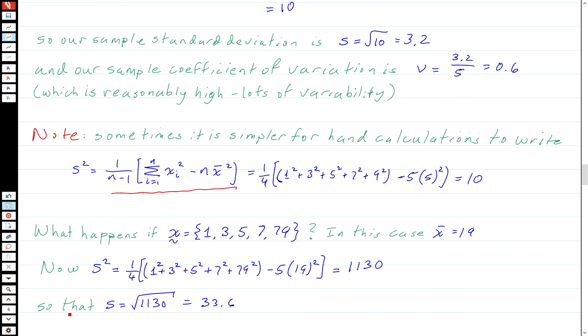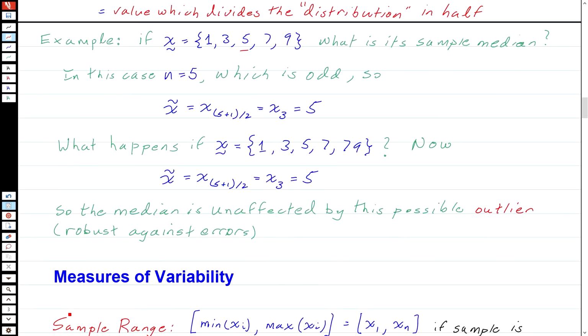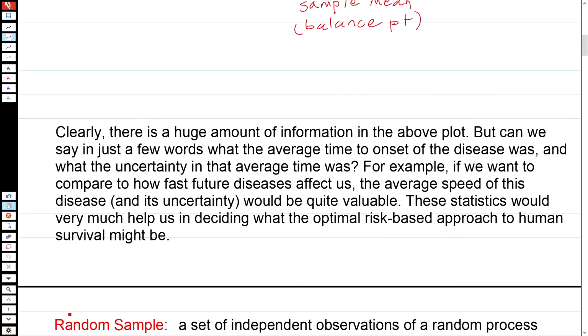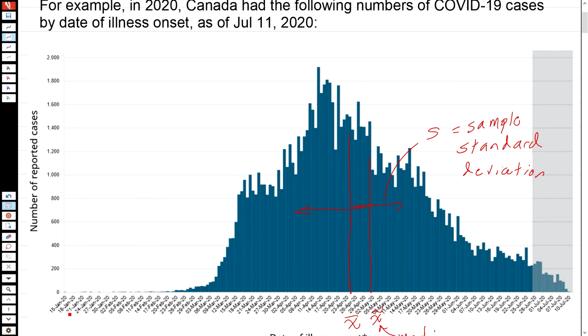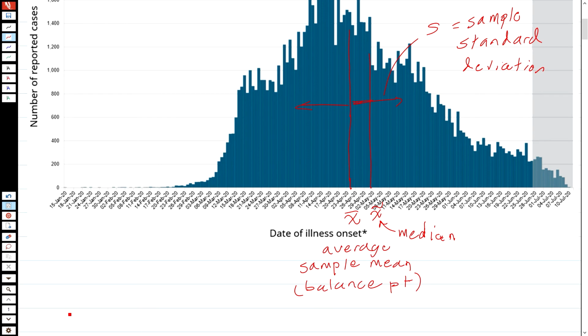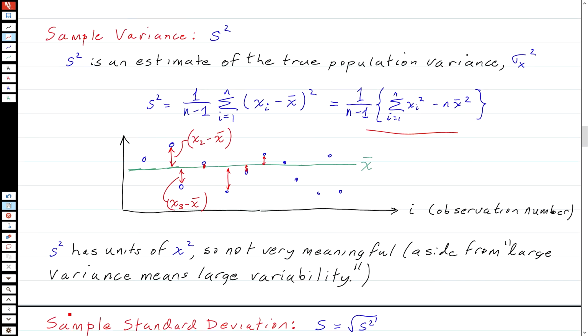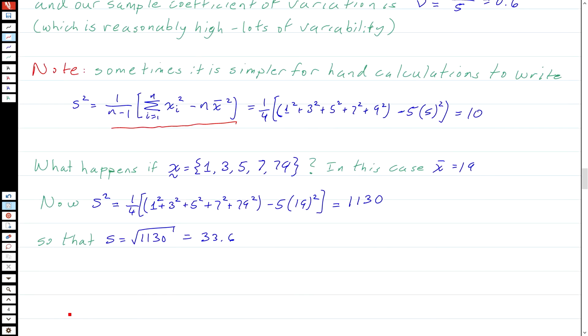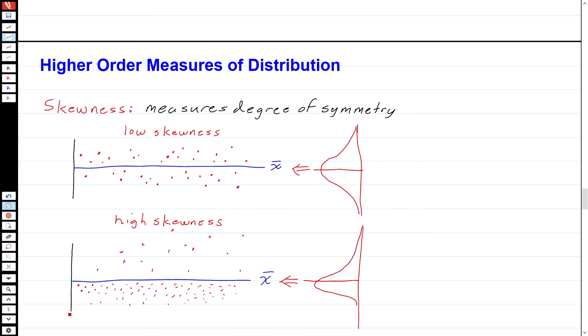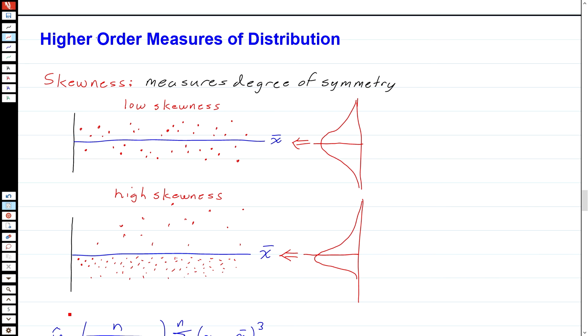If I go back up and look at that COVID-19 plot, we can see it's not exactly symmetric. It looks like it's got a longer tail out in the right-hand end as the number of cases diminish for this particular case for Canada. So that's a situation where the skewness would not be 0. It would be somewhat higher, denoting a right skewed distribution.